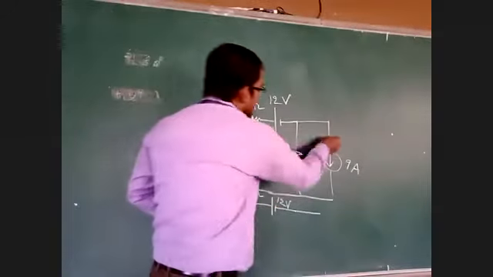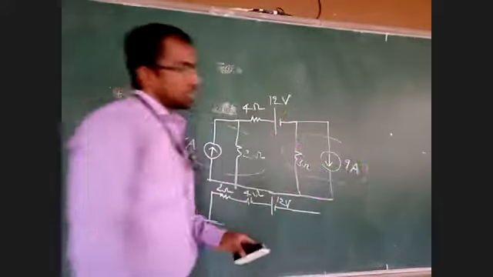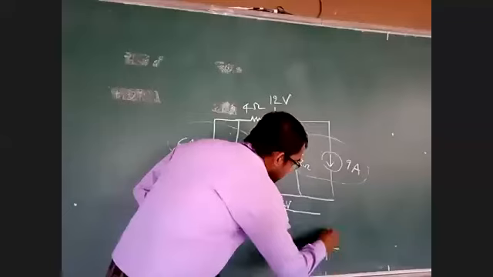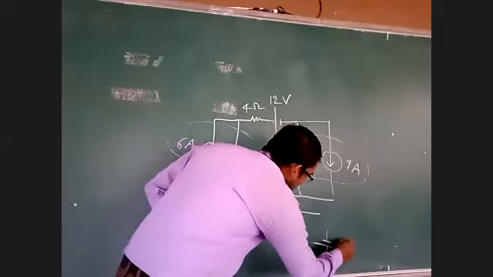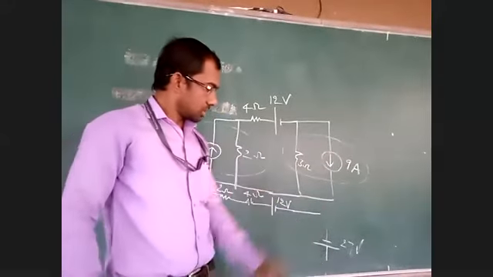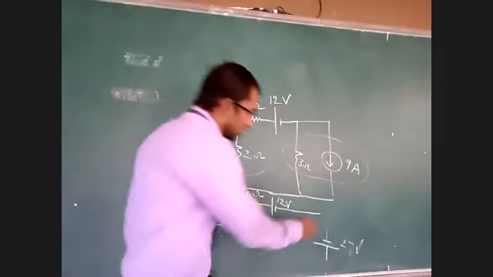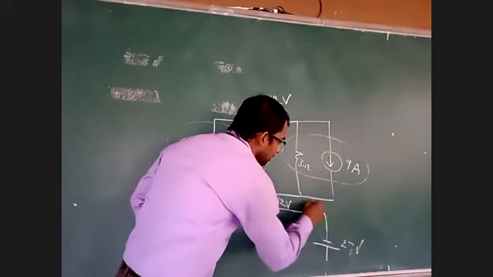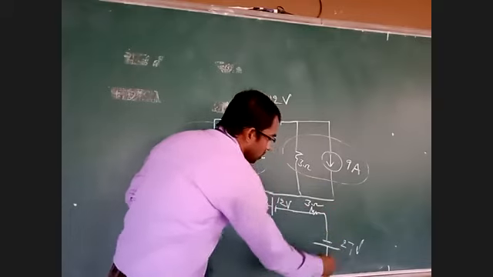Now convert this into a voltage source. What is it? 27 volts. See the terminal how I am drawing. The arrow goes from negative to positive, in the downward direction. Now what is the resistance? 3 ohms. That 3 ohms I am connecting in series. This is 27 volts.